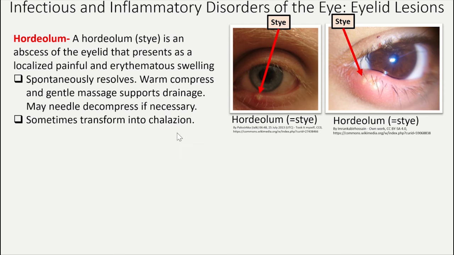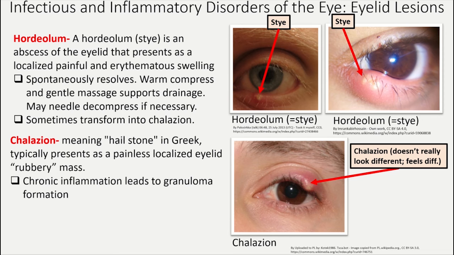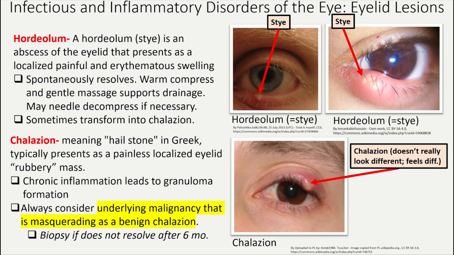Sometimes these hordeolums may transform into a chalazion. A chalazion typically presents as a painless, localized eyelid rubbery mass. So how you differentiate these hordeolum and chalazion is one's painful, one's painless. And the other thing is the physical exam. When you feel the chalazion, it should feel rubbery and hard, where the sty should be fluctuant and warm. So what it really is, it's really a granuloma under the skin.